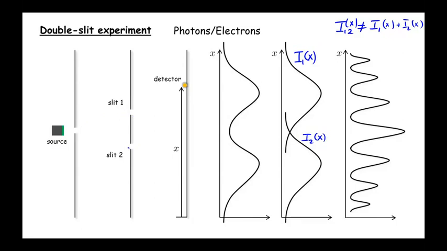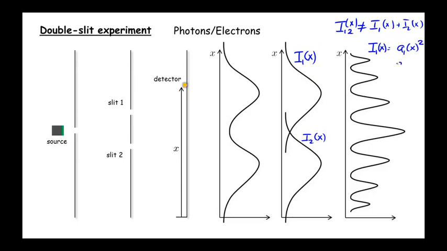Now, in quantum mechanics, we have a way of explaining this. What we can do is say that there's an amplitude with which the electron goes through slit 1 and ends up at x, and that amplitude is A1 of x. And the probability that we detect the photon at point x, I1 of x, is the square of A1 of x.